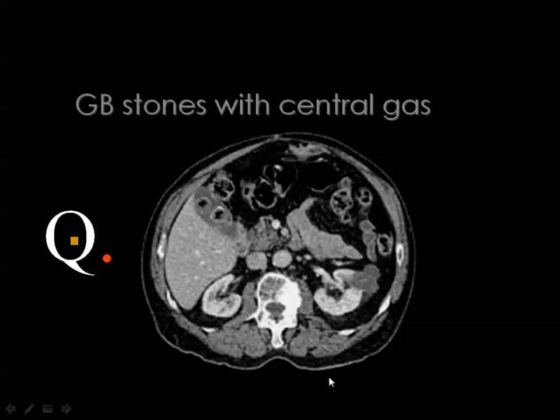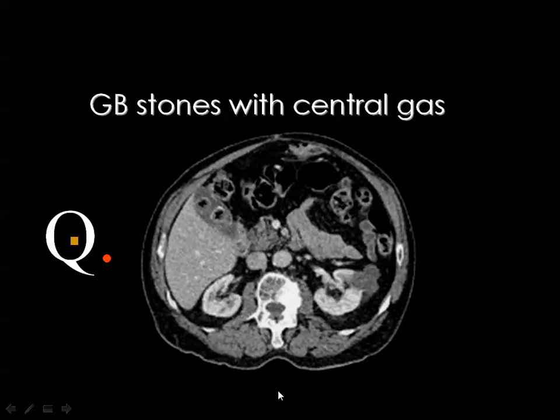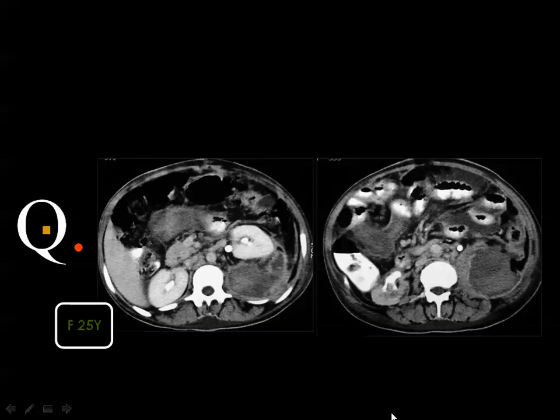And these are gallstones containing central gas, and the lesion in the kidney is a simple cyst and nothing else. This is a sclerotic lesion due to degenerative disease in the spine. Okay.